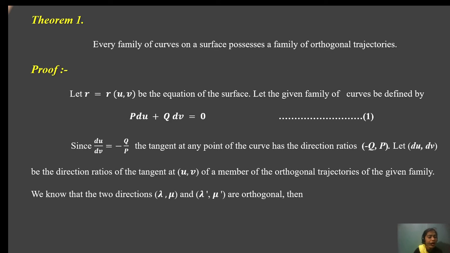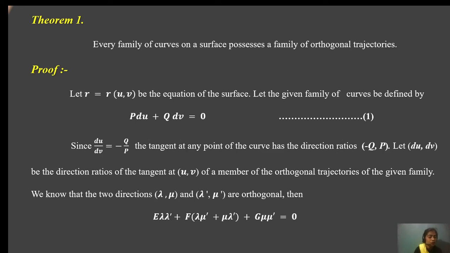Let r equals r(u,v) be the equation of a surface. Let the given family of curves be defined by the equation phi(u,v) equals c. Differentiating this equation, we get P du plus Q dv equals 0. Okay, this is equation first. Since du upon dv equals minus Q by P, the tangent at any point on a curve has the direction ratio minus Q, P. Let du, dv be the direction ratio of the tangent at (u,v) of a member of the orthogonal trajectory of the given family.